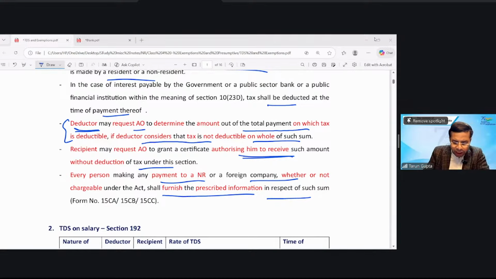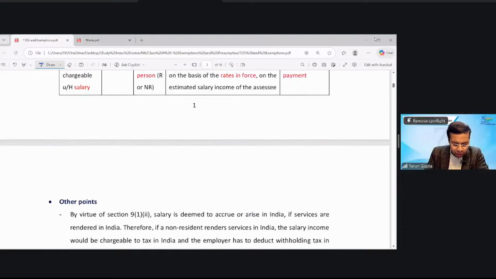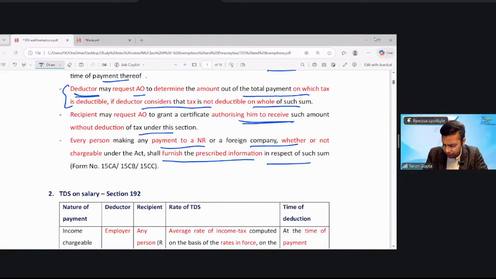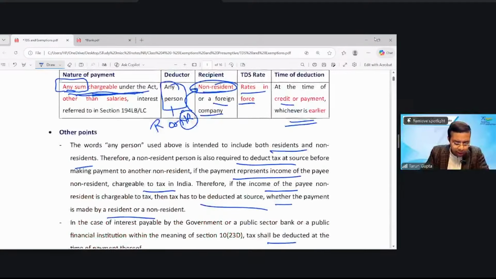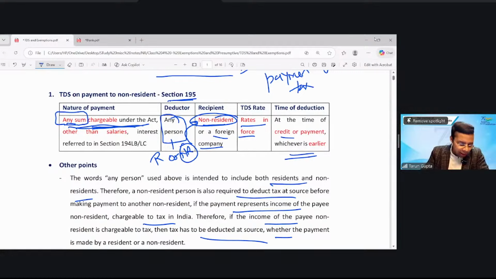Okay. So 195 is a general section in respect of payments made to a non-resident. Right? It says any sum chargeable to tax other than salaries. So if salary is being paid to a non-resident, is the employer not required to deduct tax? Or other than interest referred to in section 194LB or LC. In such cases, are the payers not required to withhold tax?